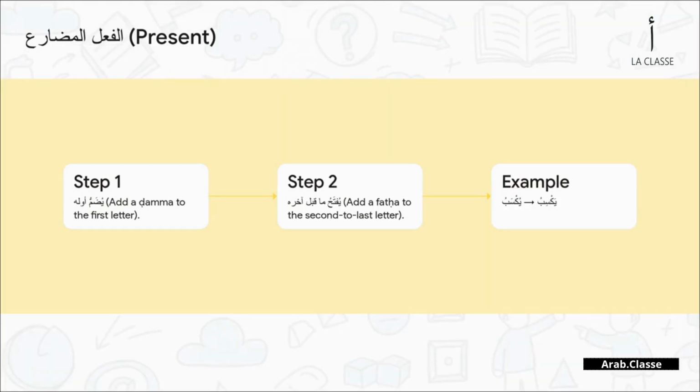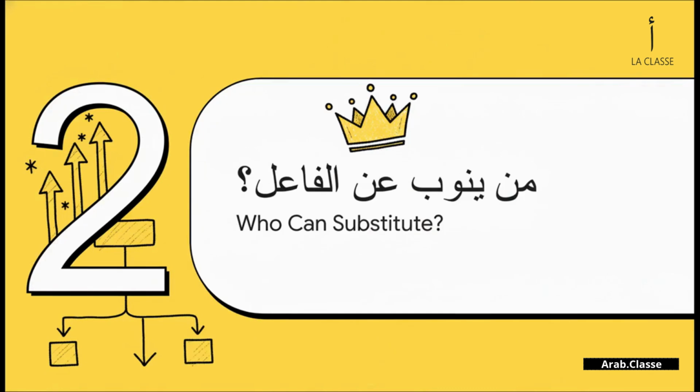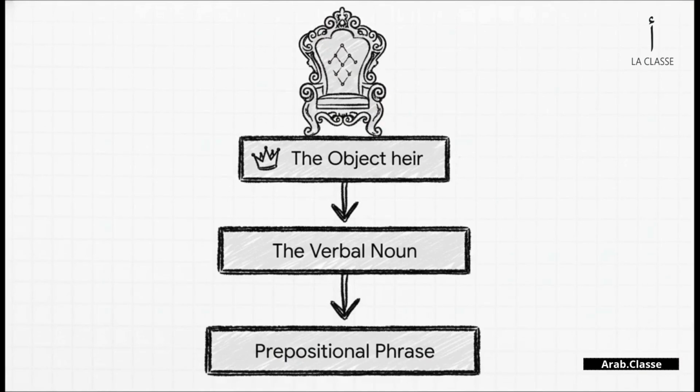Now, the present tense follows almost the same logic, but with one key little twist. Step 1 is identical. Slap a dhamma, or oo sound, on that first letter. But for step 2, instead of an e sound, you use a fatha, an a sound, on the second to last letter. So yaksibu, he earns, transforms into yuksabu. It is earned. Okay, so now we know how to prep the verb for its new partner. But that brings up the next obvious question, right? Who's actually eligible for this big promotion to نائب الفاعل? Is there like a line of succession? Oh, you bet there is. There's a clear pecking order.